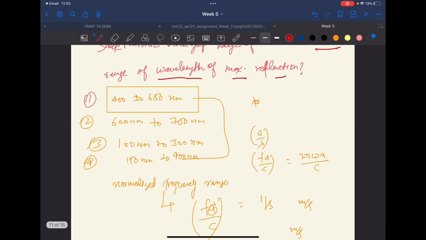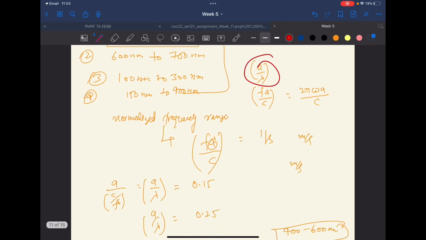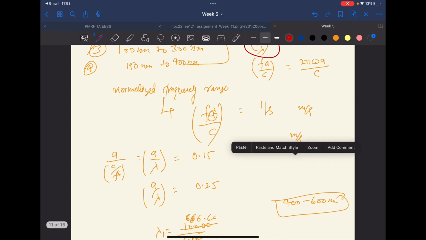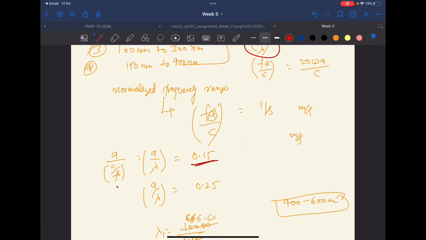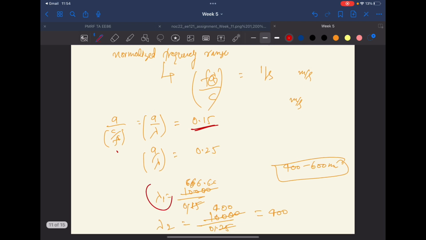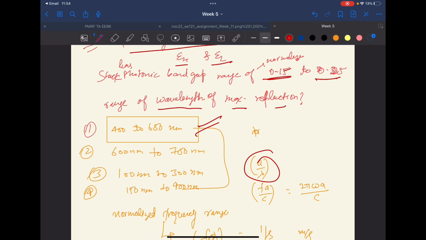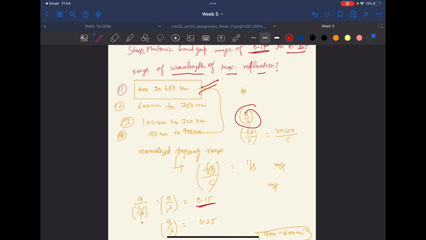So for that you can calculate this a by lambda, that is omega over 2 pi, called the normalized frequency, which is here given as 0.15. So a by lambda is given 0.15. So from here you can calculate lambda 1 is equal to this one and lambda 2 is 400. So from here this answer will be the correct one, 400 to 650 nanometer.